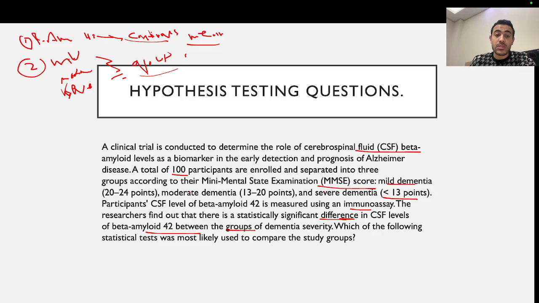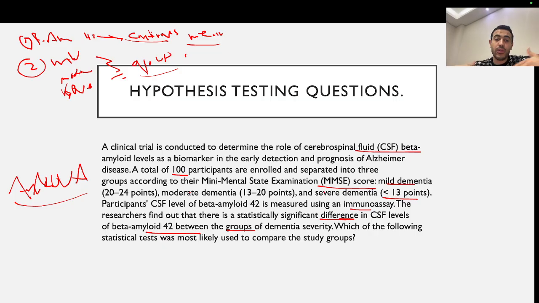So in other words, the question is asking me, what is the best statistical test that I use to detect the mean differences of beta amyloid 42 between three groups, which is the categorical variable for sure? In that case, the best test to use is analysis of variance, which is ANOVA. And ANOVA is usually used to detect the differences in a continuous variable among three groups or more, three or more.